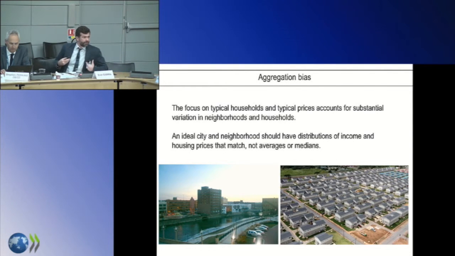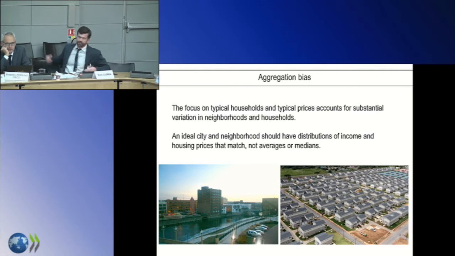I guess for me, one of the biggest critiques is a problem of aggregation bias. And I'm going to try and explain it with an example of two types of neighborhoods. Pretend these neighborhoods have the exact same median housing prices. The one on the left has a lot more variation. So there are housing units that are affordable to poor people, and there are luxury housing units that a wealthy person might want to live in. And on the right, everything is the same.